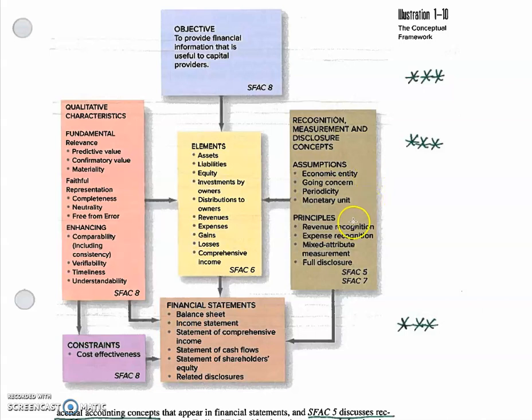Okay, then there are these 4 principles. We talked about the revenue recognition principle at length. We've talked about the expense recognition principle at length. We talked about the mixed attribute model, especially when determining fair value. And then we've talked about full disclosure at length. So those are the objectives, the qualitative characteristics, the elements, the assumptions and principles, the financial statements, the constraints dealing with financial reporting.